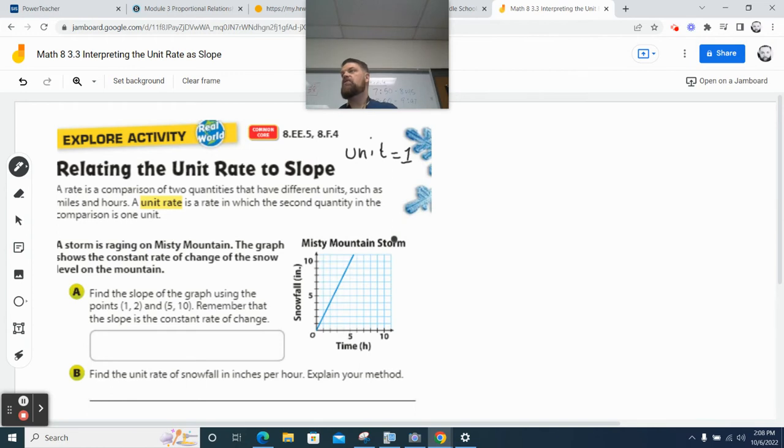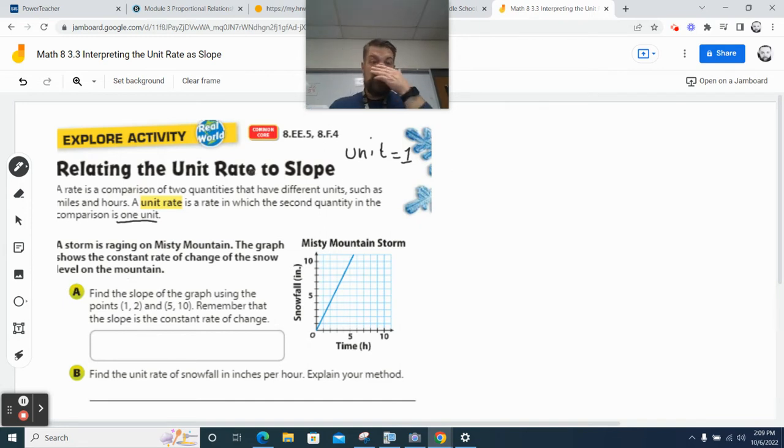So, a unit rate is like $15 per 1 hour, or 35 miles per 1 gallon. Does that make sense? 35 miles per 1 hour. Those are called unit rates, in which the second quantity, the unit, is one. So it's per one, whatever.